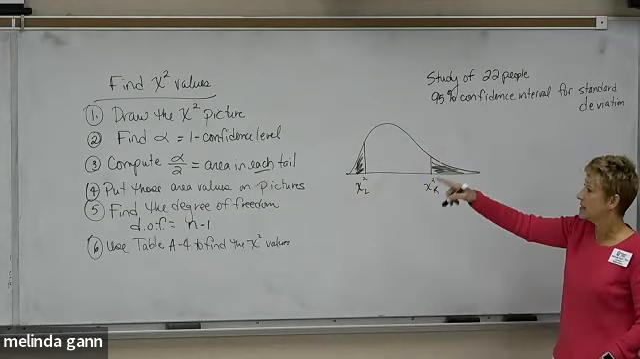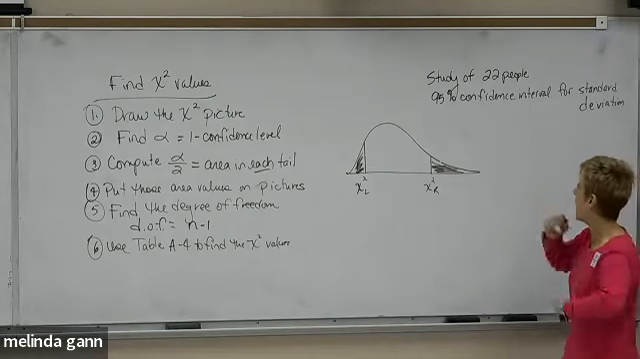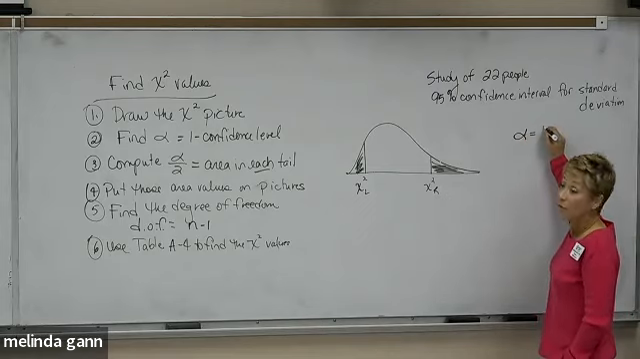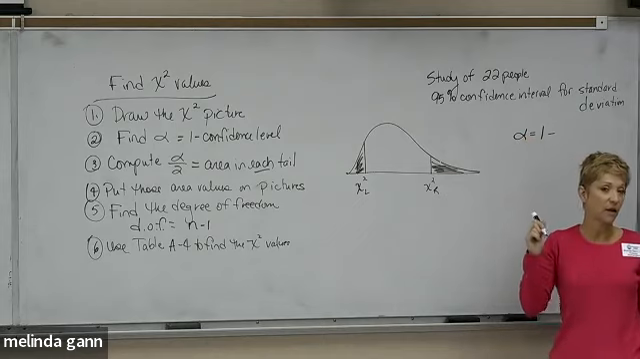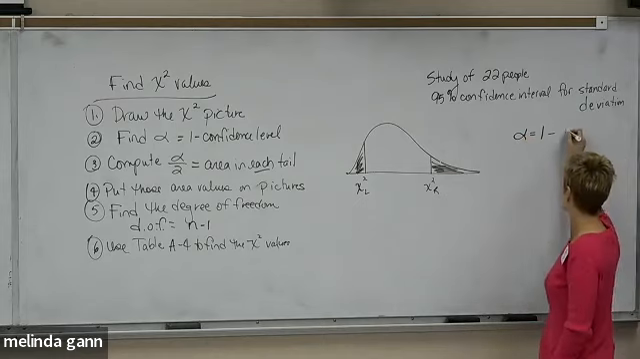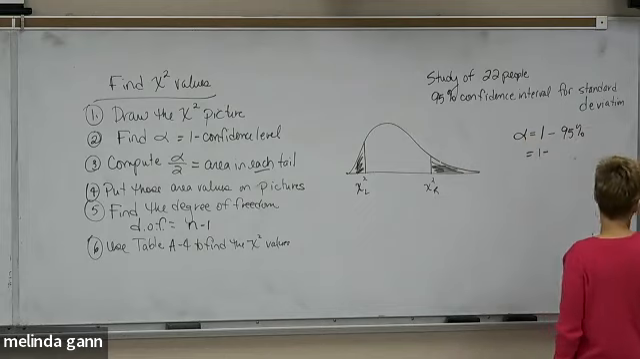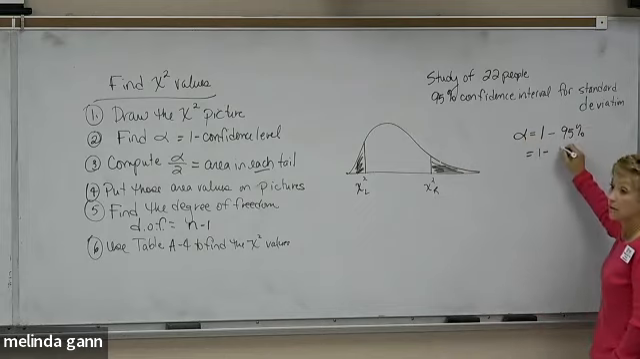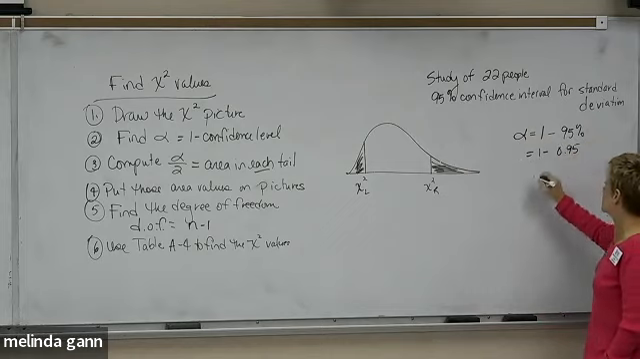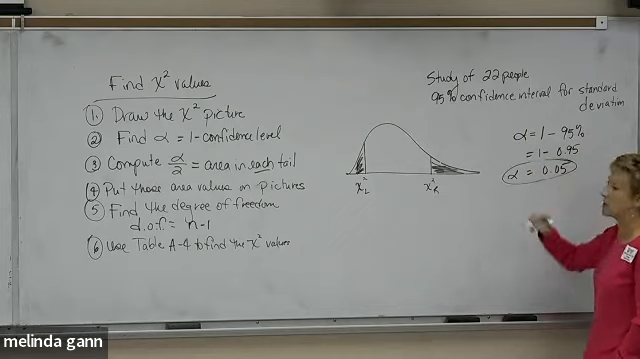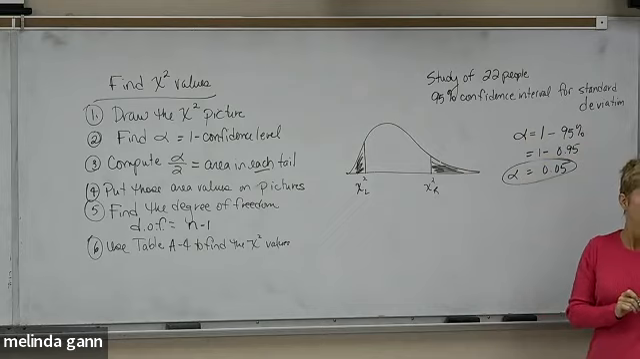Now, it says find alpha. How do I find alpha? Remind me, what's alpha? 1 minus, what's my confidence level on this one? 95%. Now, what have I got to change that 95% to? 0.95. So what is alpha? 0.05. Everybody understand that? So alpha is just 1 minus your confidence level.